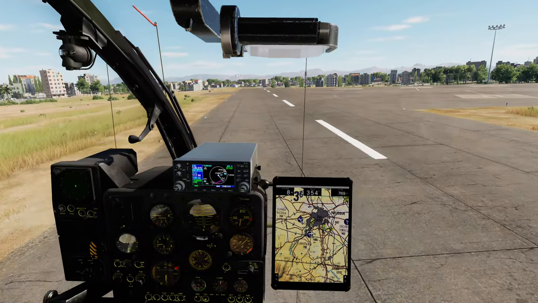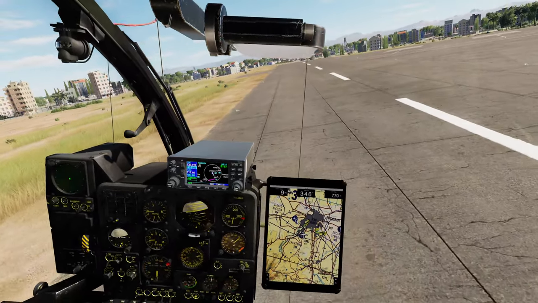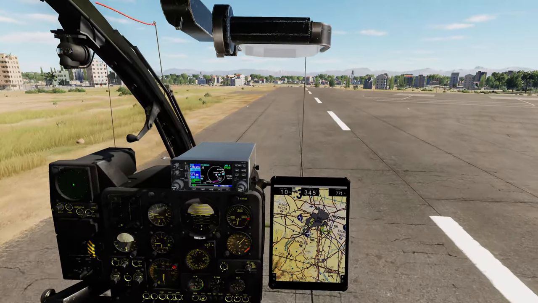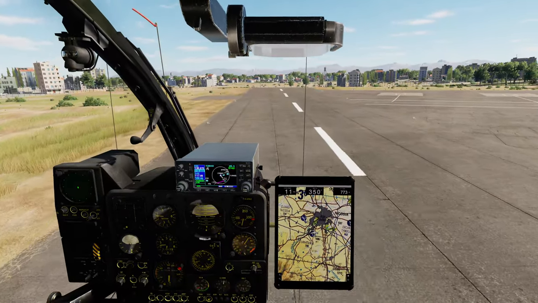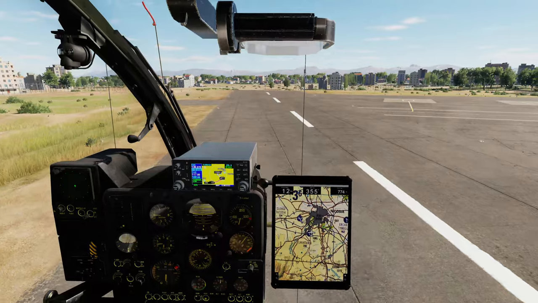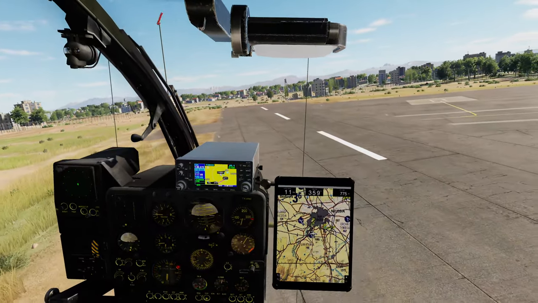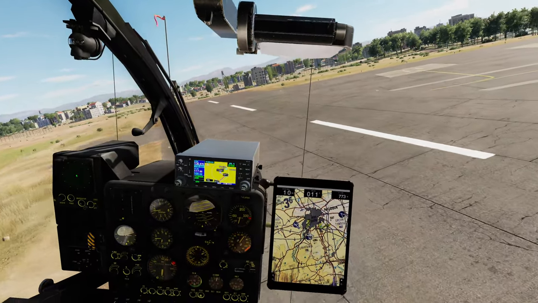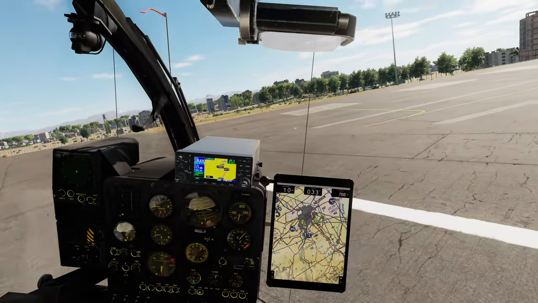Again, I'm going to give myself excuses. I'm in 2D and I'm actually not that good a helicopter pilot, so I'm sure all of you can do much better than me at this. Let's keep the speed under control, let's keep the altitude under control, and we're going to turn off the runway now.